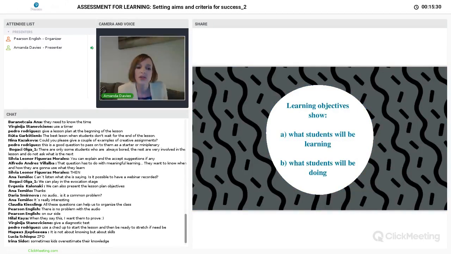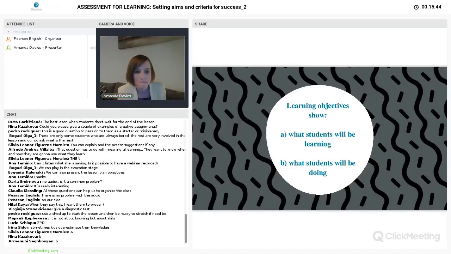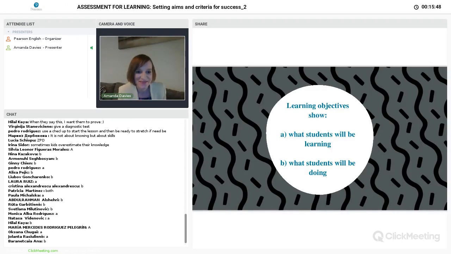First of all, I wonder if you can tell me which is the correct answer here, A or B. Learning objectives show what students will be learning or what students will be doing. Which is correct, A or B? A little bit of disagreement here.